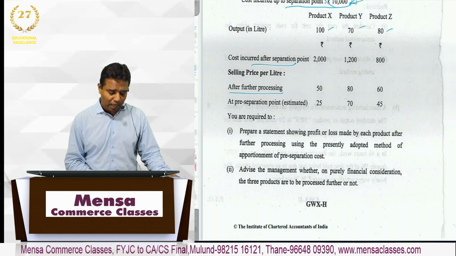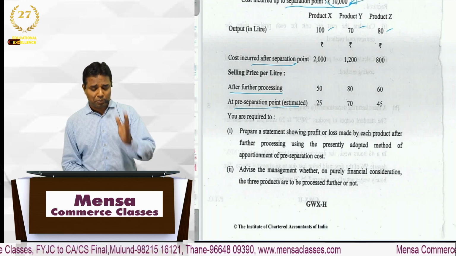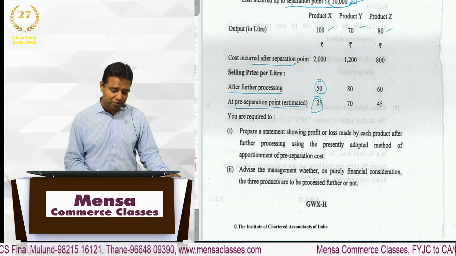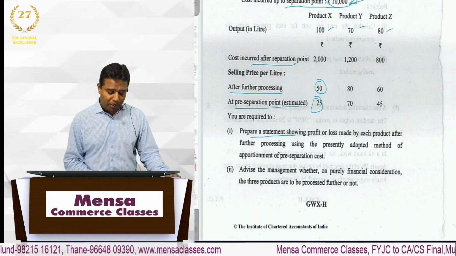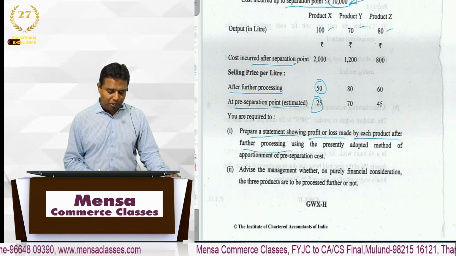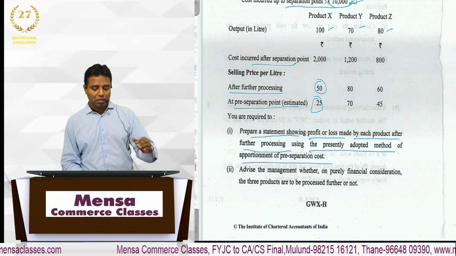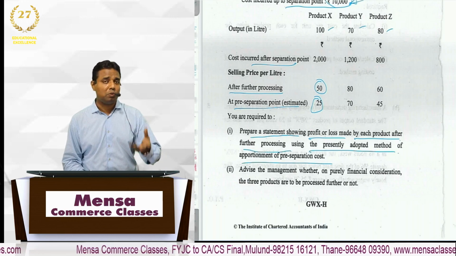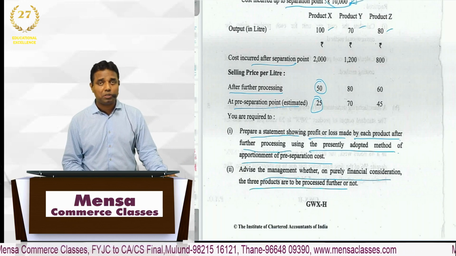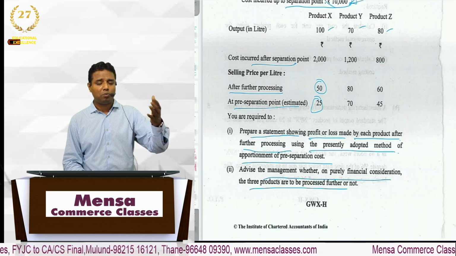Selling price after processing at the point of pre-separation. Split off point, this is a selling price, but you process further and sell, you are able to sell at a higher price. Prepare a statement showing the profit or loss made by each product after further processing using presently adopted method of apportionment of pre-separation cost. If they are going to sell it after processing, what is the profit or loss? Advise the management purely on whether these 3 products should be processed further or not.